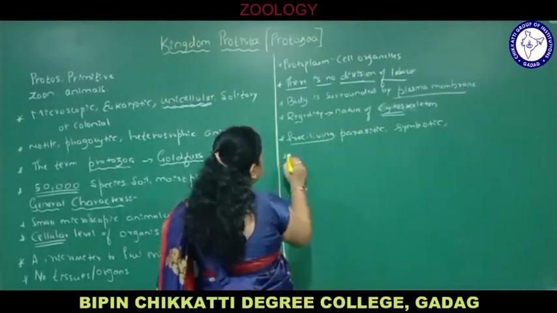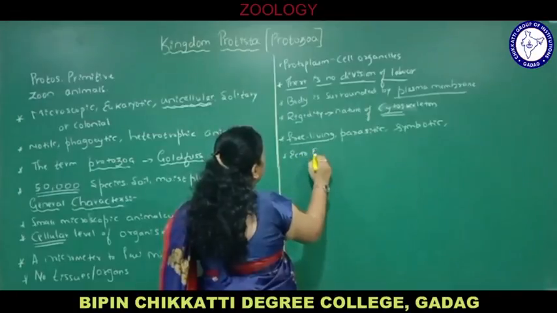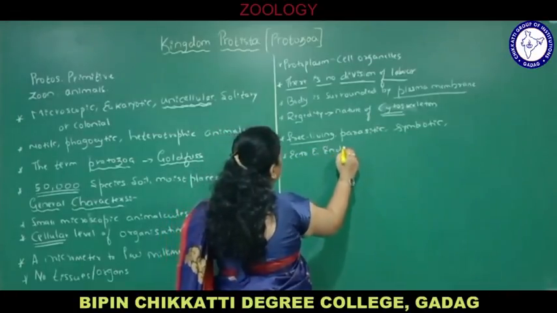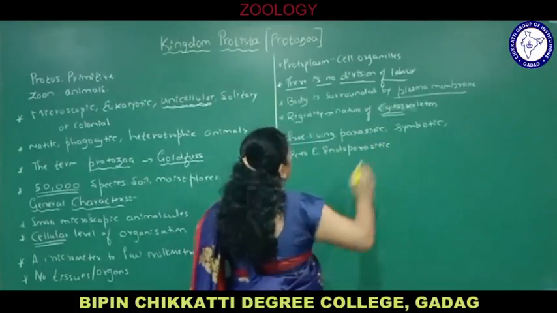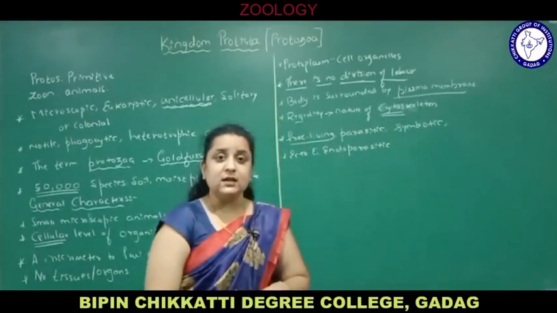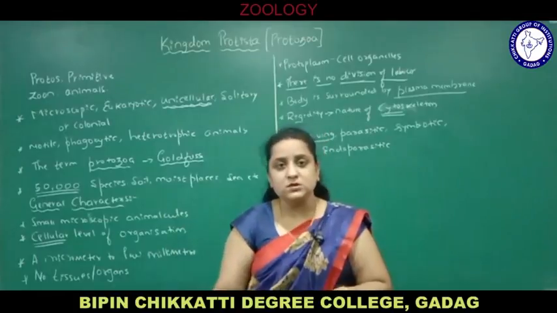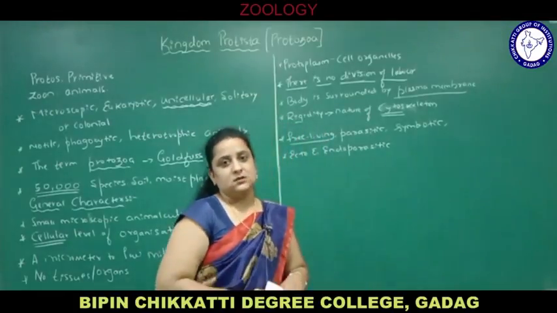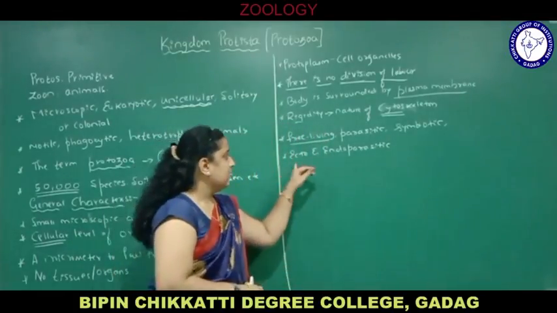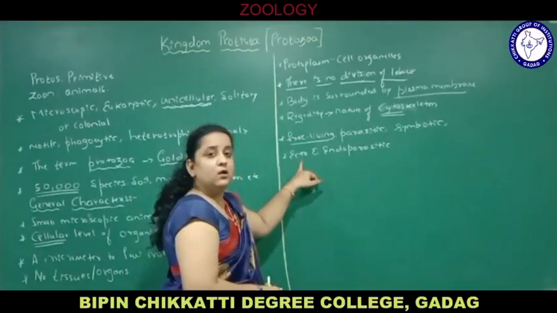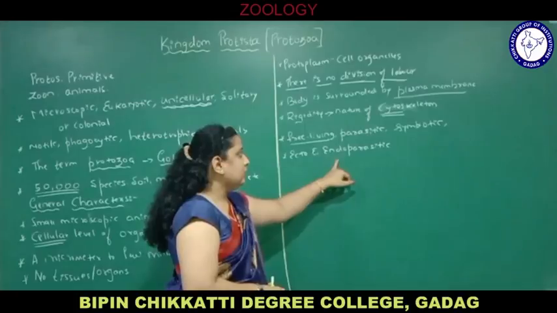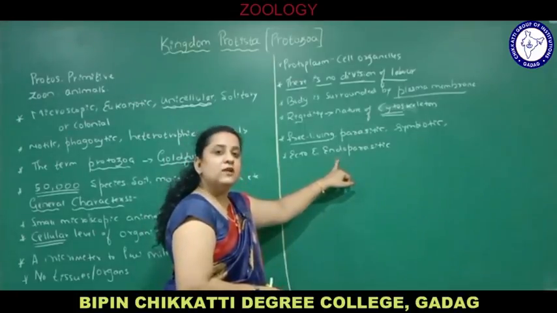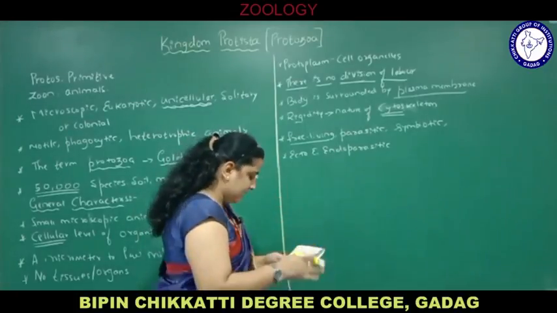Parasitic is both ecto and endoparasitic. Now you know parasites are the organisms which depend on the host to obtain their nutrition. Ecto means they depend on the organism from outside the body of the host. Endo means they live inside the body of the animal, so it is called endoparasitic.